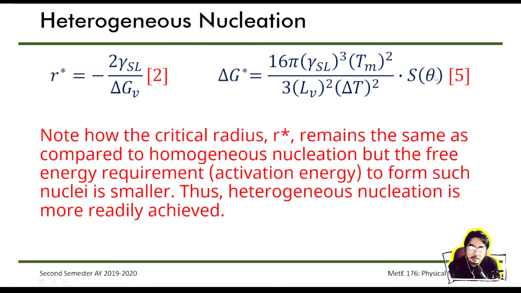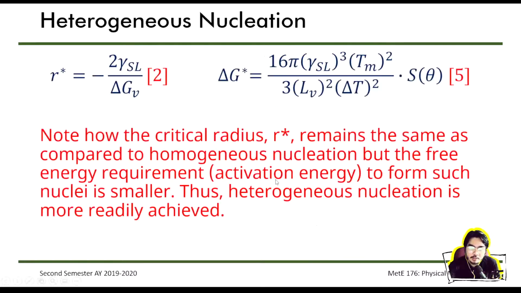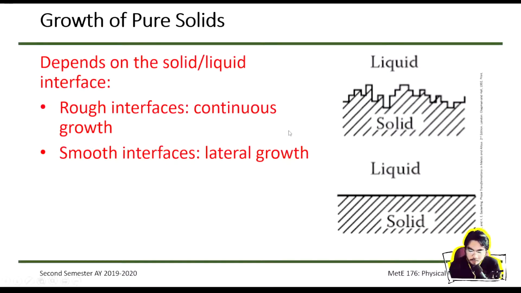Okay, and the factor that affects that G star value is actually yung shape factor, yung S theta. Okay? And S theta is given by this shape factor value here. And again, ang assumption nito is parang spherical cap yung object natin. No? Okay? So shape factor is always less than 1. And this value is actually the delta G value, no? For homogeneous nucleation. So if you multiply the delta G required for homogeneous nucleation by the shape factor, then you get the delta G star for heterogeneous nucleation. Okay. So let's proceed with growth, no?